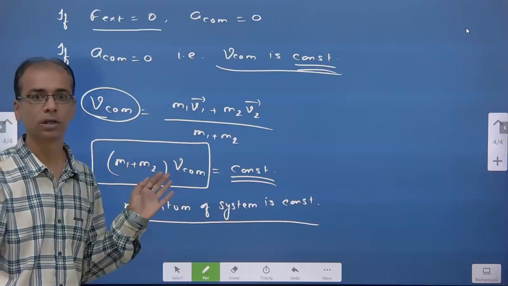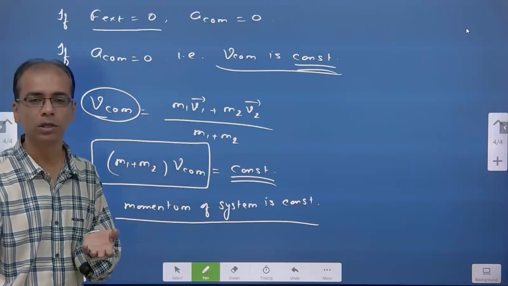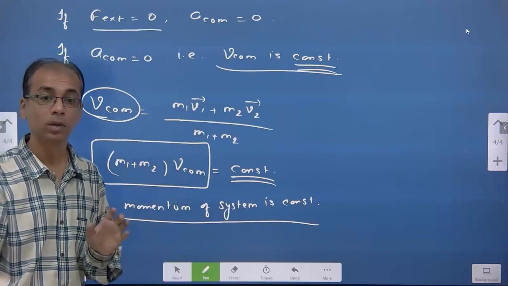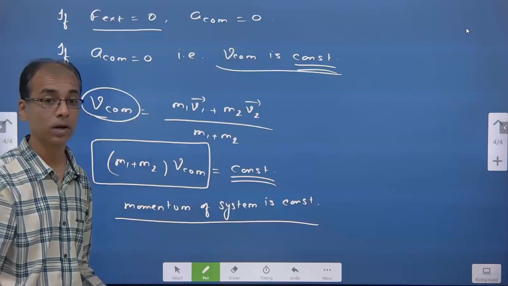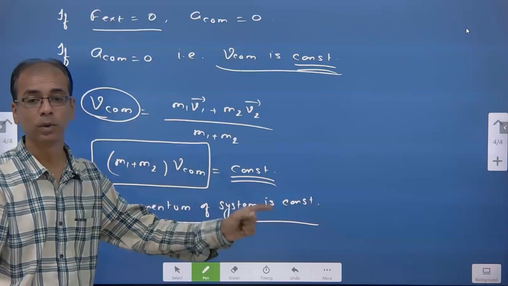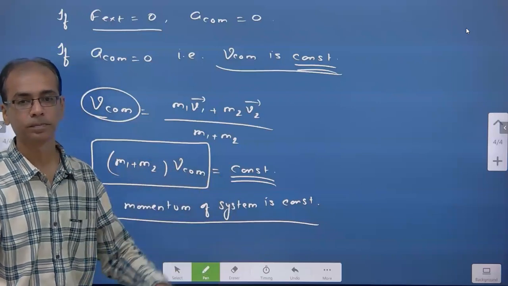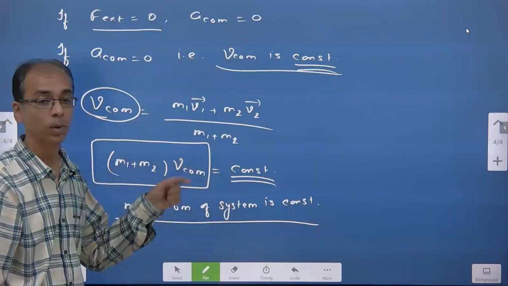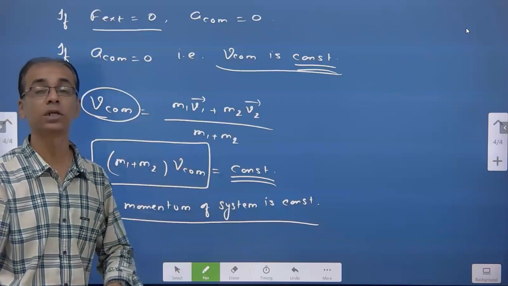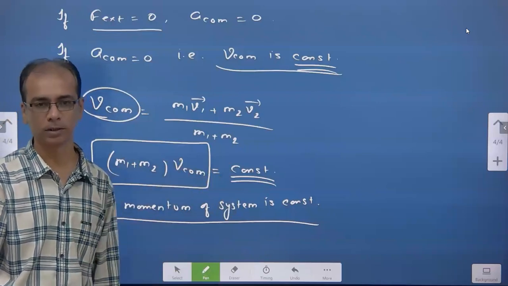Because acceleration is there. M1 A1 plus M2 A2, we saw this a little while ago. So internally, their velocities may change. But velocity of center of mass will remain constant. Momentum of center of mass will remain constant. Why? Because there is no external force, there is no acceleration of center of mass.